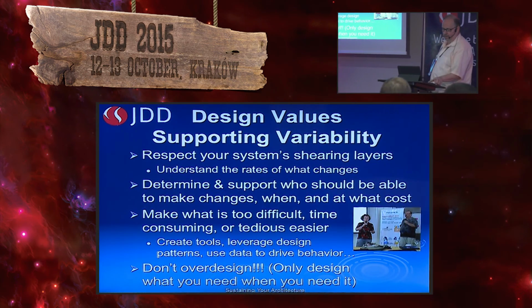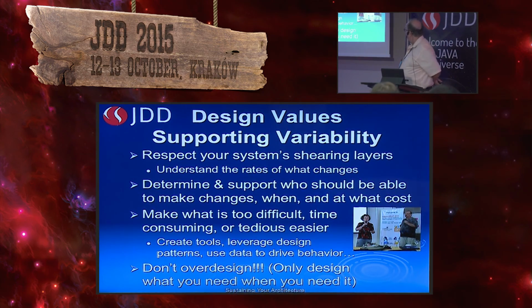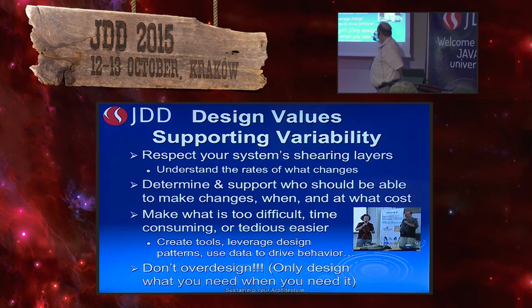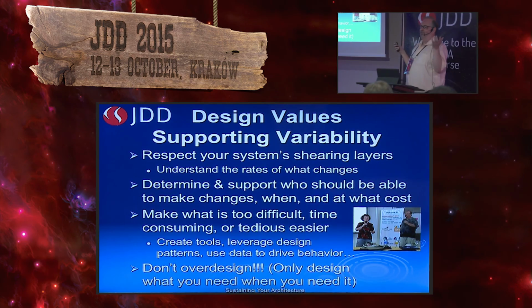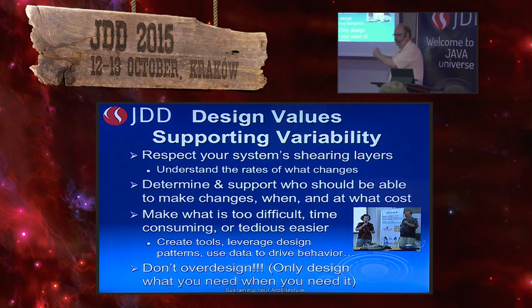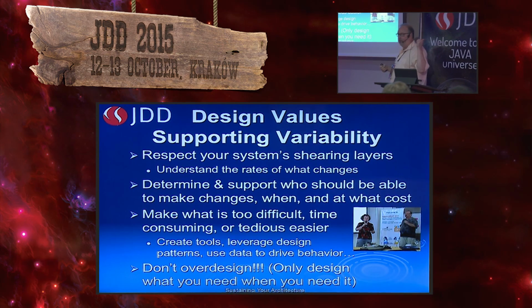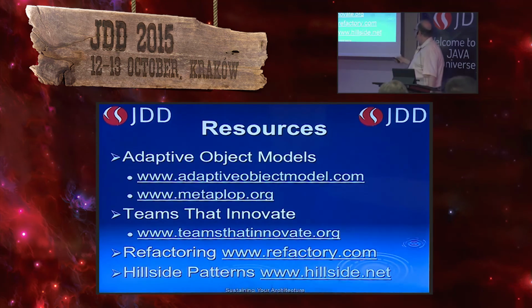As far as design values for supporting variability, it's important to respect your sharing layers and understand what changes. But I always like to end on this: don't over-design. The problem with a lot of these systems, most people I know who've written these highly flexible systems, it's like the coolest thing they've ever done. And they like to show off to all their other developers: look how cool this meta architecture is and what it can do. Like I said earlier, anything you can do, I can do meta. And that's true. But sometimes that makes things more confusing and hard to maintain and follow through. There might even be performance issues. So you should only put this in when and where you need it.